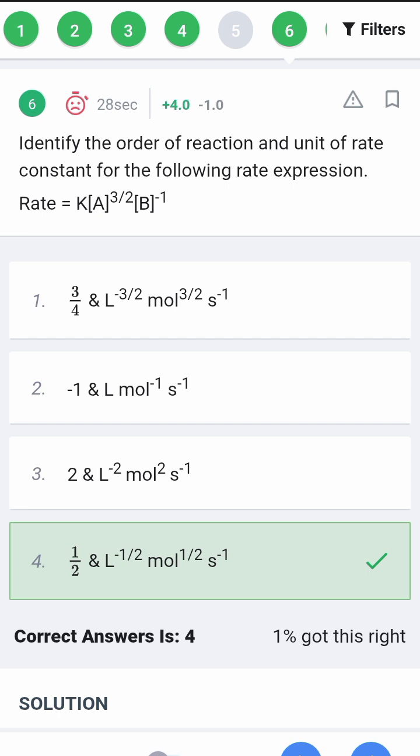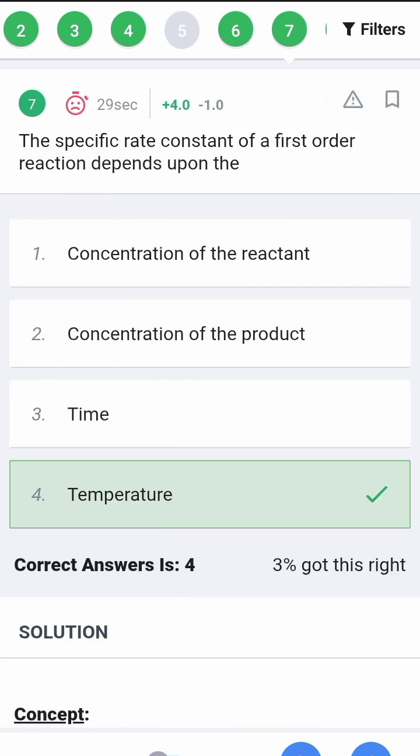Sixth question: identify the order of reaction and unit of rate constant of the following rate expression. Rate is equal to k, this much. So first you find the order of reaction, like 3 by 2, that is 1.5 minus 1, it becomes 0.5. 0.5 means 1 by 2. So the fourth option is correct, as well as the unit is also correct. I solved that and I found that correct.